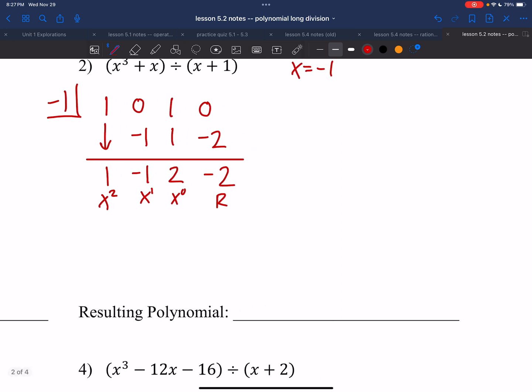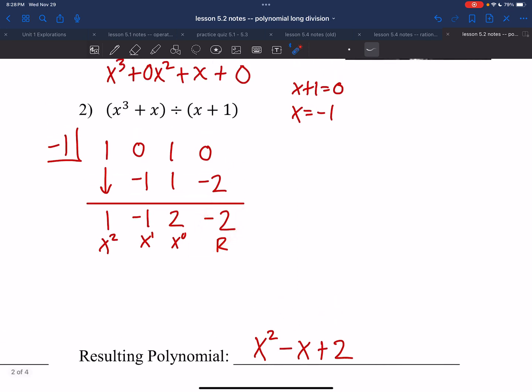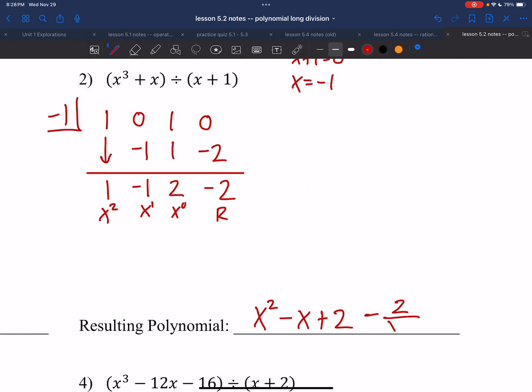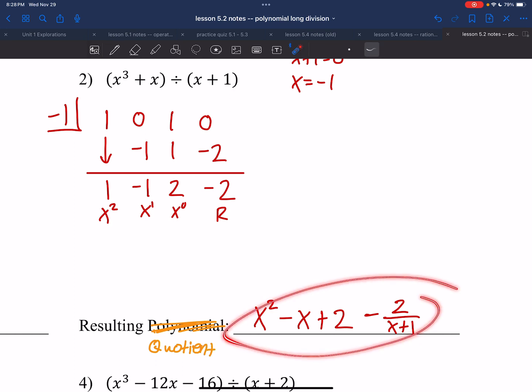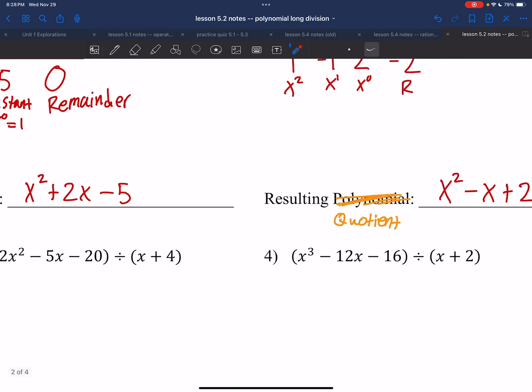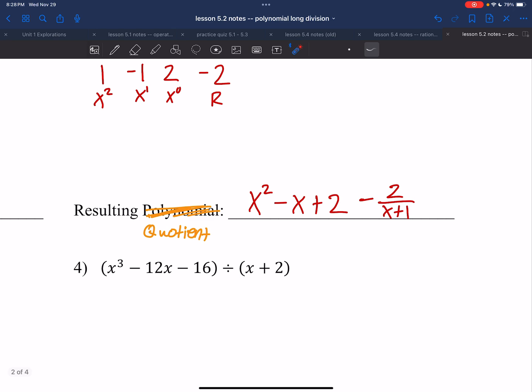So the resulting polynomial, or I should have changed this to quotient. That would be better vocabulary. X squared minus x plus 2. But the thing is, you see you have -2 remaining, right? Well, ask yourself, what were you trying to divide by? X plus 1. So that -2 that's left over is put over x plus 1 because it has yet to be divided. And so it's probably better to call this the resulting quotient, because it's not a polynomial, right? This isn't a polynomial. That was just our quotient, just some expression.